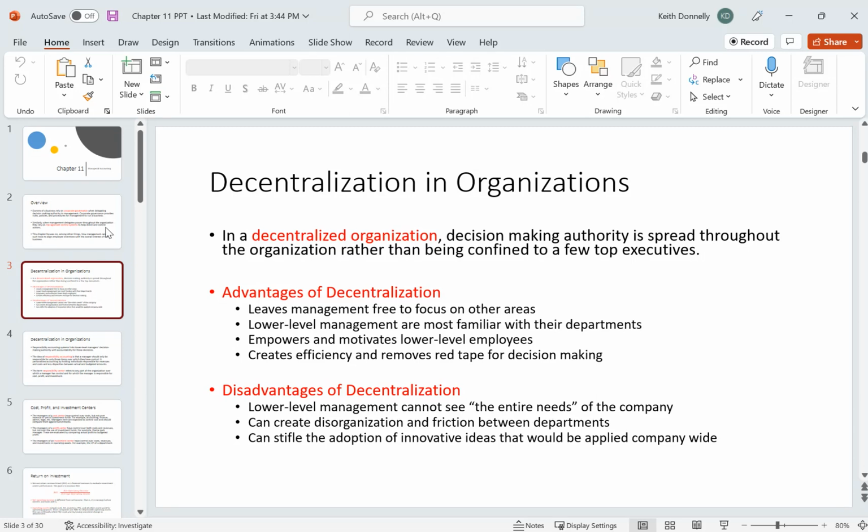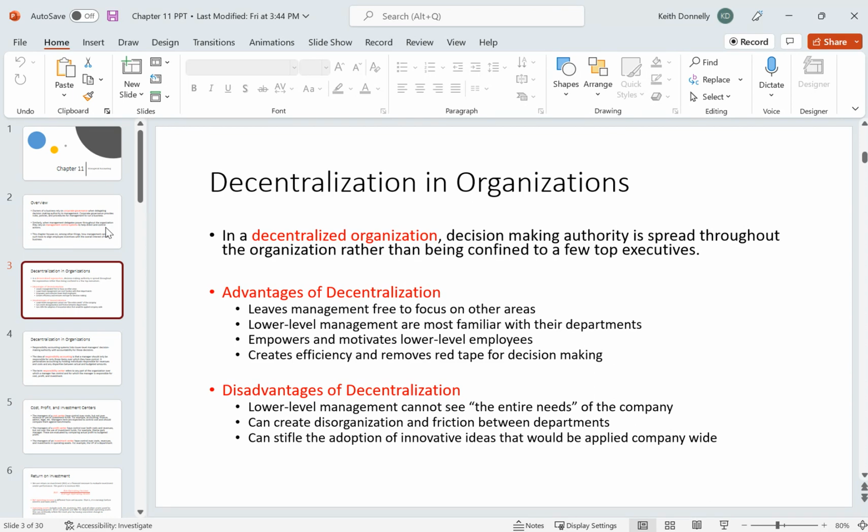Likewise, this empowers and motivates lower level employees. If your voice is meaningful and they're going to take you seriously, then that's a good thing. You don't want to feel disenfranchised, like I'm just a low level person here and management does everything. Another item here: it creates efficiency and removes red tape for decision making. Instead of sitting around and speculating, we can have everybody at the table, make the decision, and get it done.